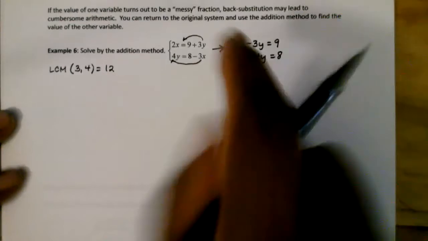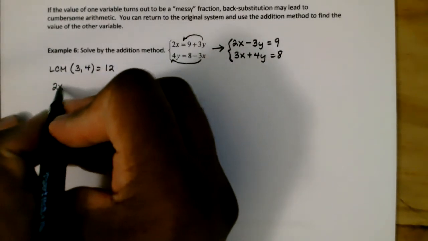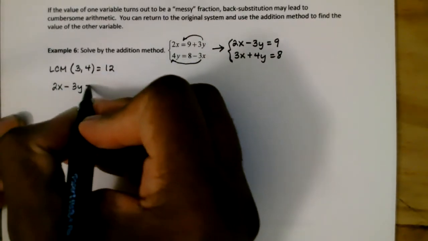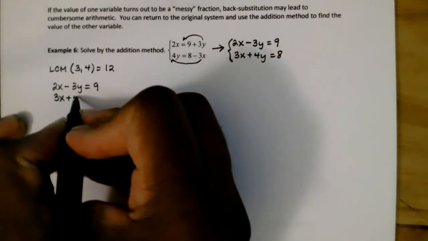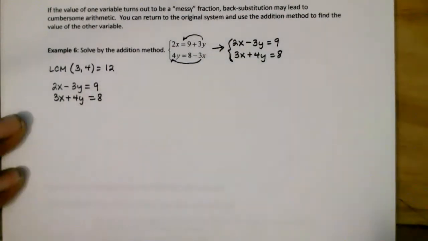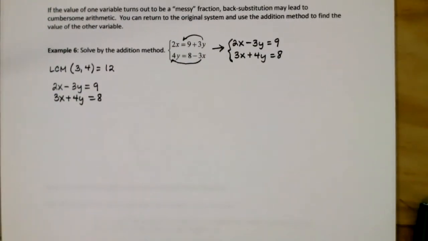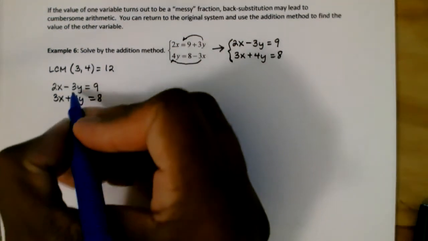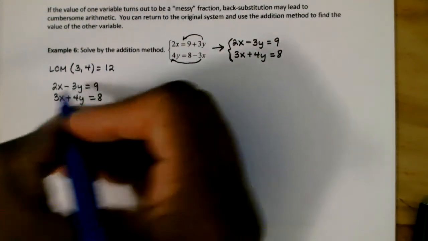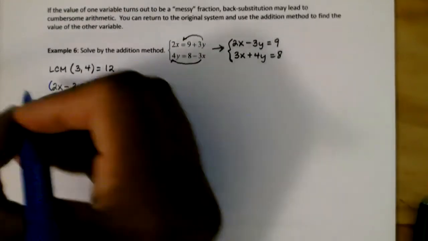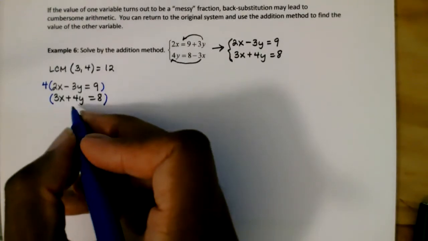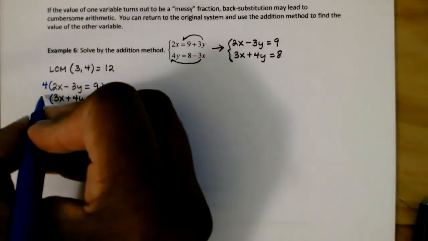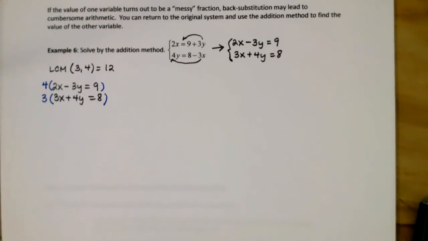Now, I'm going to rewrite this. The 2x minus 3y equals 9, and 3x plus 4y equals 8. All right, and my least common multiple is going to be 12. Okay, so if I want that minus 3y to be minus 12y, I need to multiply that top equation by 4. And for the bottom equation, if I want that 4y to be 12y, I need to multiply its equation by 3.